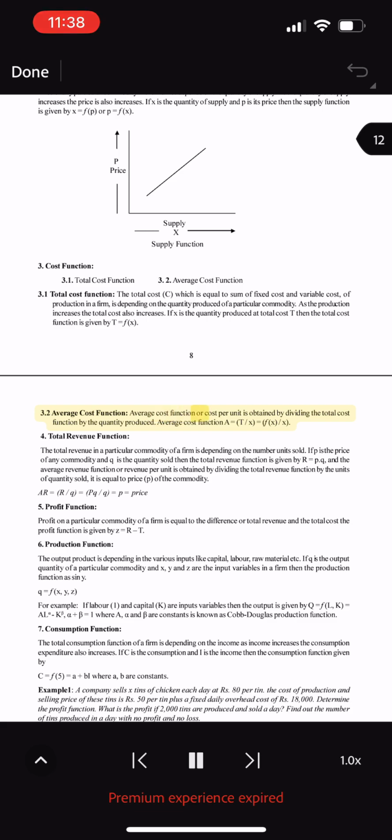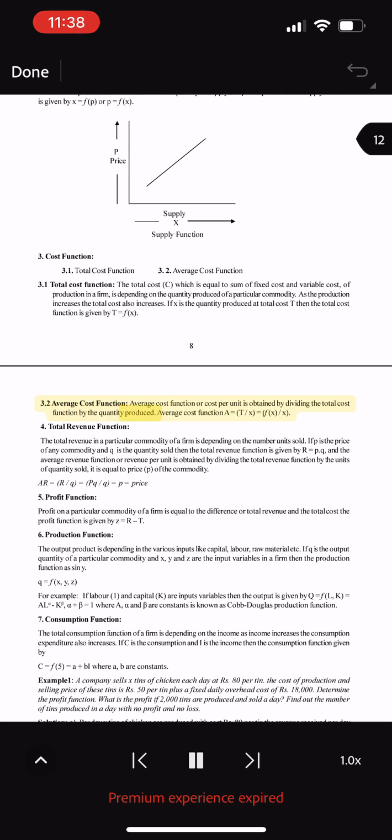3.2 Average cost function. The average cost function, or cost per unit, is obtained by dividing the total cost function by the quantity produced. Average cost function A = T(x)/x = f(x)/x.